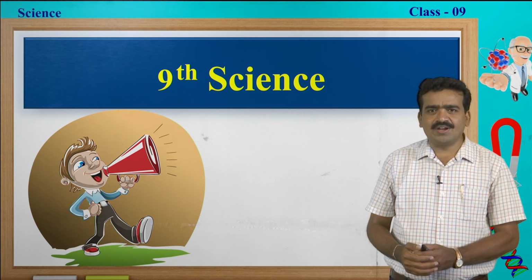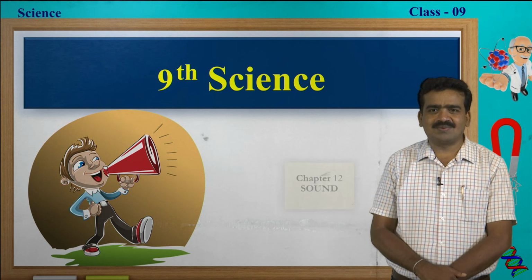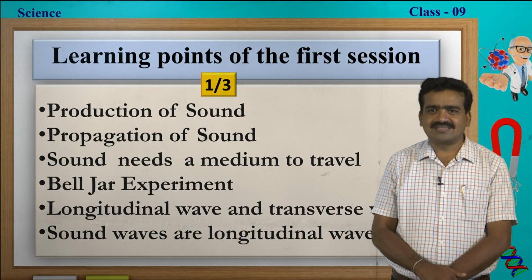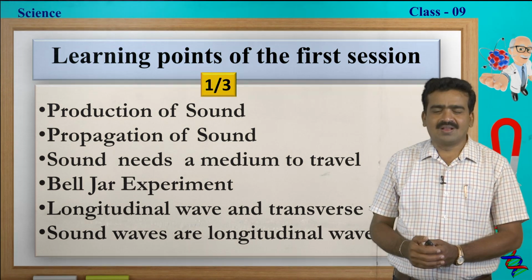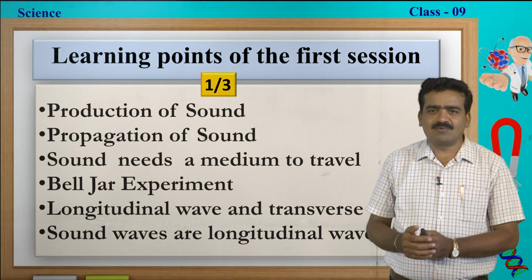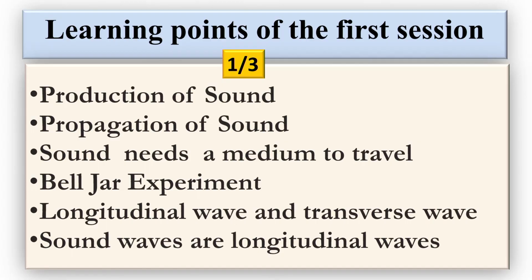Today you are going to learn more about the 12th chapter, sound. In the previous session you have learnt about production of sound, how sound propagates from one place to another place, and that sound needs a material medium to travel, by conducting the Bell-jar experiment.